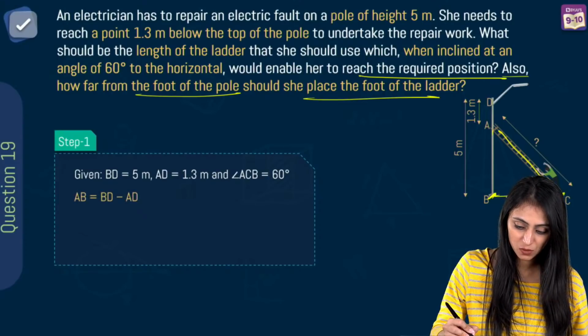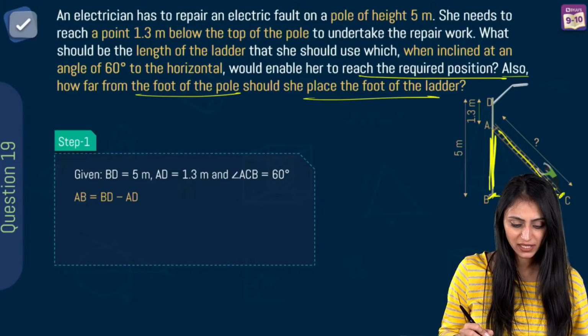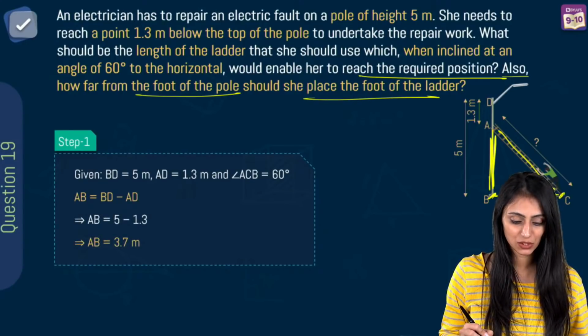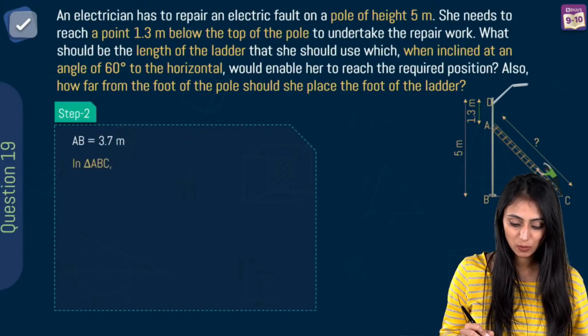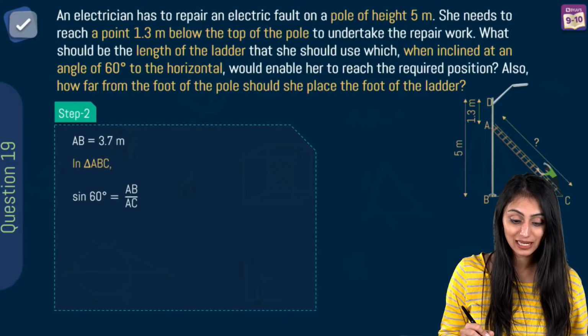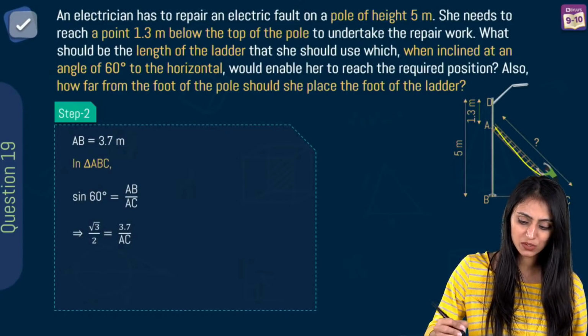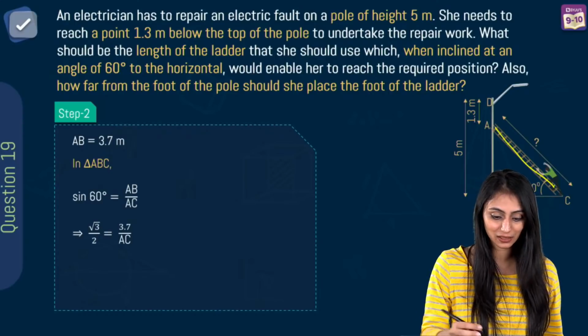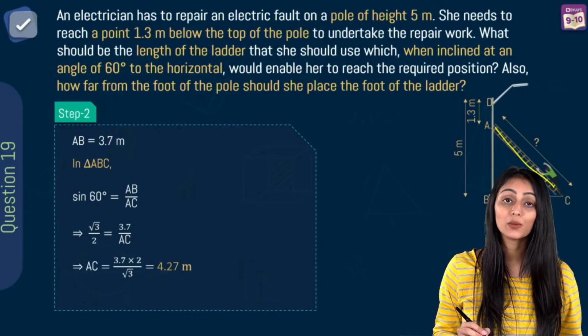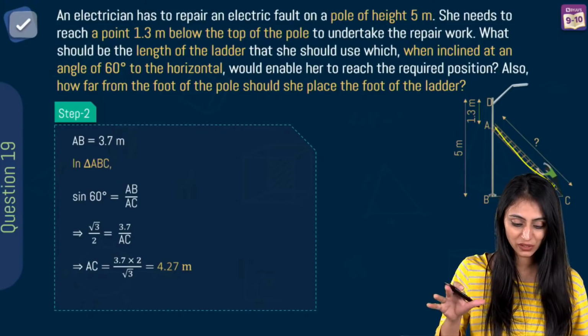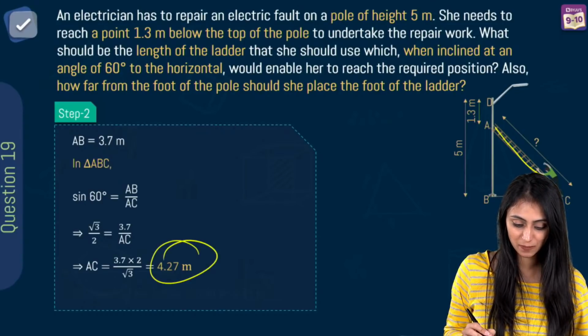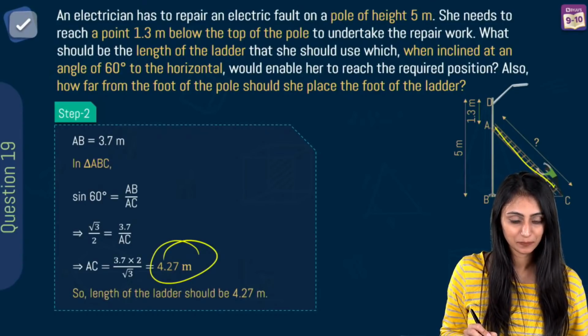So AB over here is what? That would be 5 minus 1.3. That's 3.7 meters, right? So AB is 3.7 meters. Now in this triangle ABC, sine 60 would be AB by AC, perpendicular by hypotenuse. Why am I using hypotenuse here? Because I need to find out the length of the ladder. That's root 3 by 2 equal to 3.7 by AC. Let's put everything here. We get 4.27 meters. That's the length of the ladder, right?